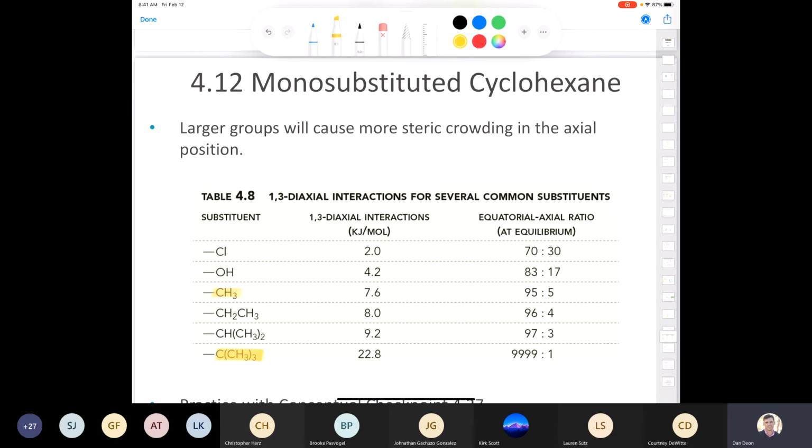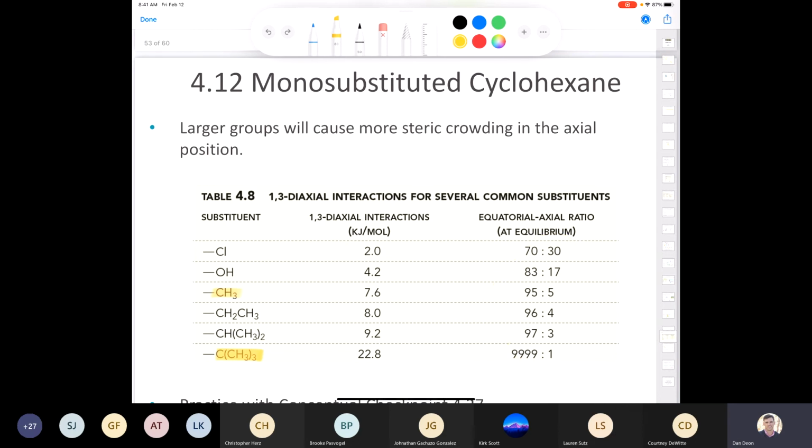The 1,3 diaxial interactions will just be stronger, and so it's going to prefer to be in the equatorial position, right? 10,000 to 1, right? 999,000 to 1. Whereas in the methyl, we said it was only 95 to 5. It only prefers to be in the equatorial position 95% of the time. You don't have to memorize these ratios.